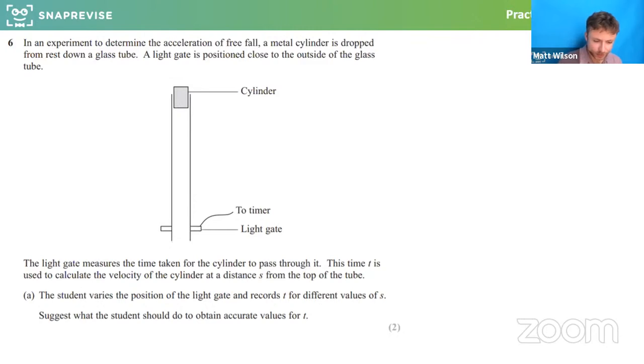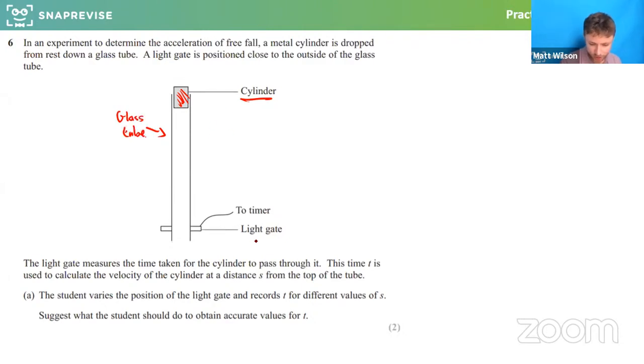So, in an experiment to determine the acceleration of freefall, a metal cylinder is dropped from rest down a glass tube. Now, whenever you have a big complex question like this, it's worth scribbling on the diagram as you read it. In determine the acceleration of freefall, a metal cylinder. There's the cylinder. Okay, it's this block here. Down a glass tube. They haven't labeled it, but I guess these other lines represent our glass tube.